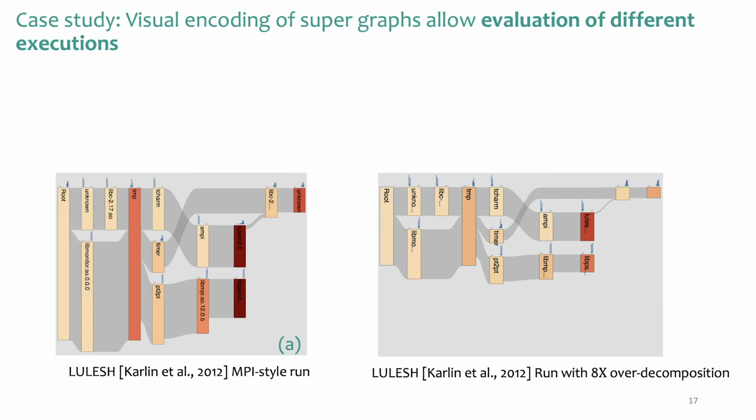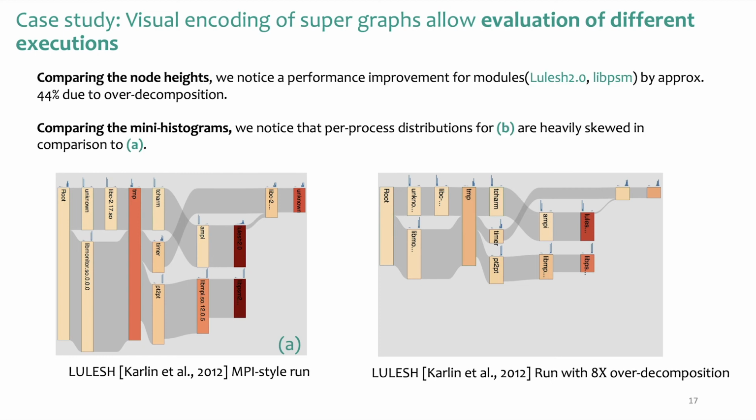In general, over-decomposition enables communication among processes and improves the performance. Comparing the heights of the supernodes, we realize that the application performance improved with over-decomposition at an average of 44%. Next, comparing the histograms, we notice that the per-process distributions of the supernodes are skewed, conveying that load imbalance exists due to inefficiency in the communication. These two inferences would have been difficult to deduce with traditional CCT visualizations, since modules like libPSM and AMPI would contain hundreds of call sites.